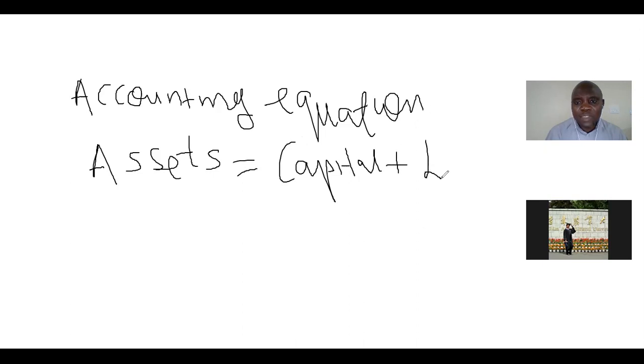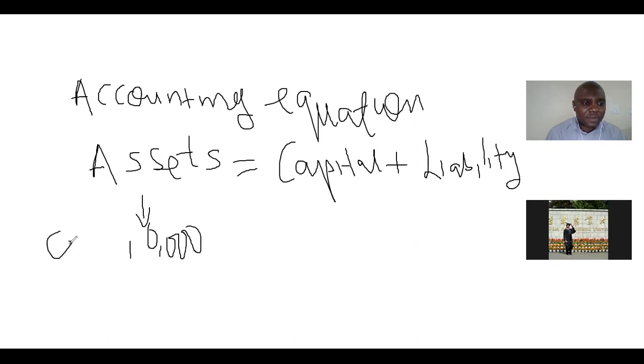plus liability, meaning that you could have borrowed from Jesse. Other than using your money, you have borrowed also from Jesse, a 2,000 plus your 10,000 that you have. So that 10,000 example I was giving you will be here as 10,000, which will be cash. And maybe Jesse has also given you 2,000, which will also be cash, giving you 12,000.